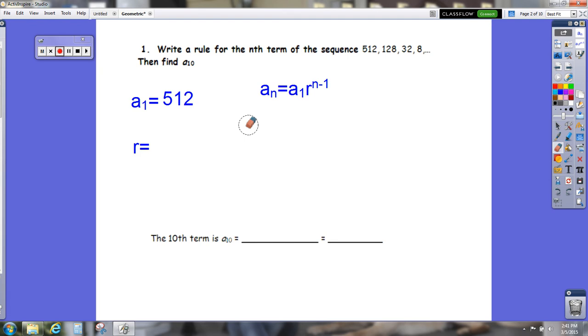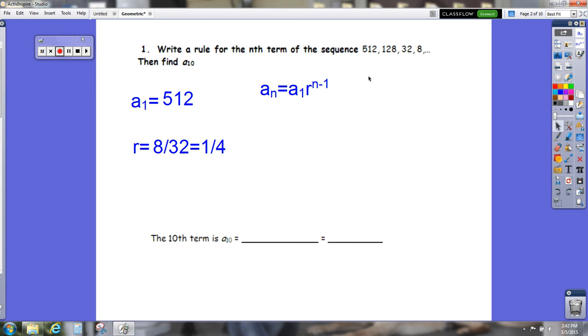And it doesn't have to be the first two terms. It can be any consecutive terms. So to keep it easier on myself, I'm going to look at 8 over 32. Well, 8 over 32 reduces to 1/4. So that means my common ratio is 1/4. So now all we've got to do is plug it into our formula.